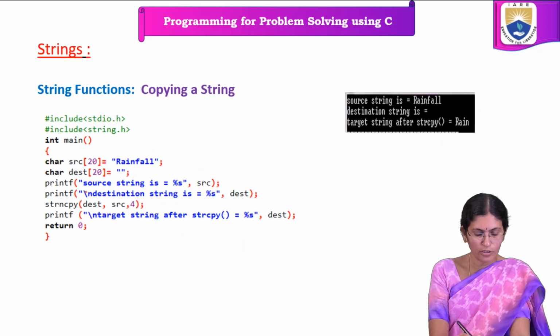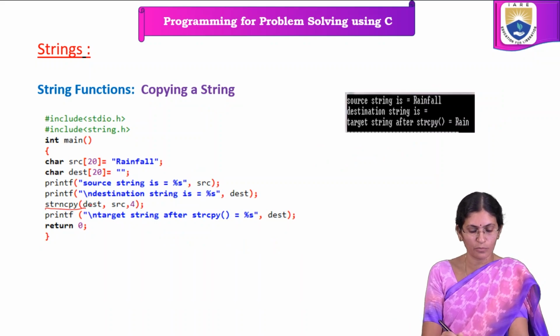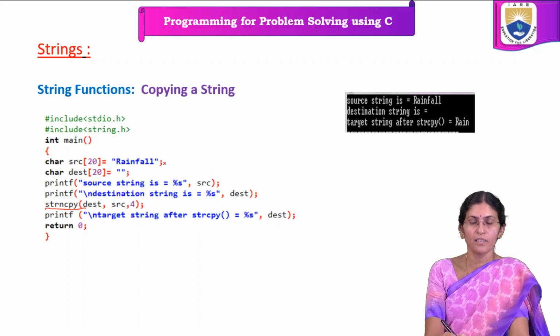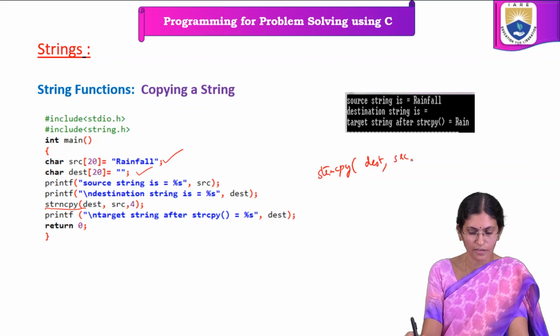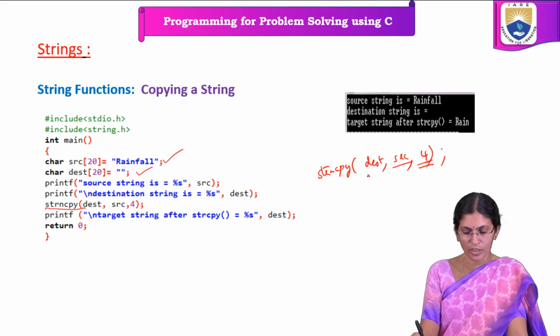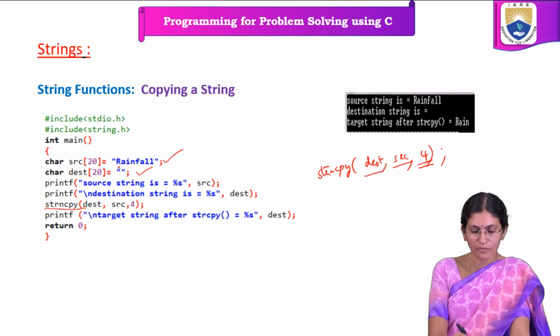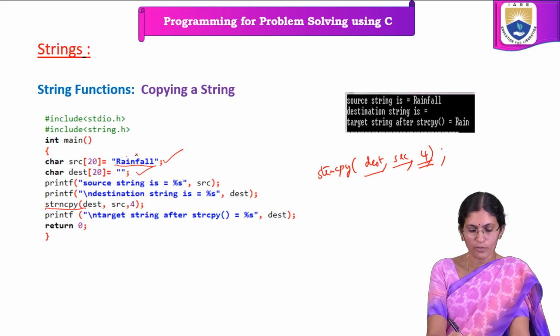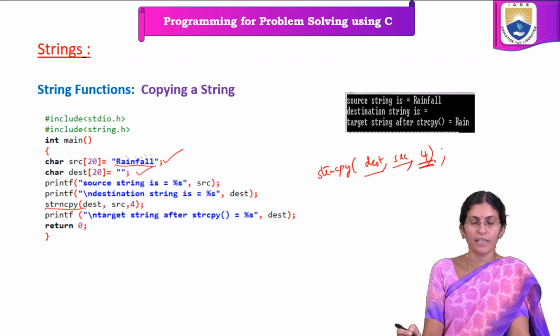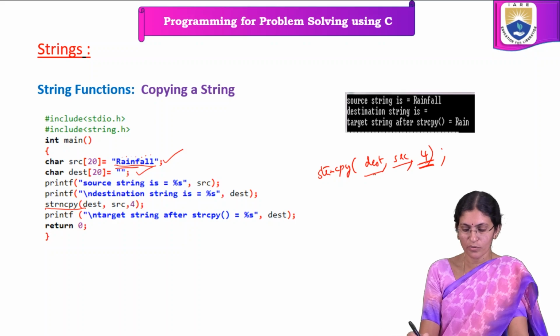Next, in order to make use of strncpy, this is a program. Same program we have taken. Source string we have initialized with the string rainfall. Destination string is empty. And if you write strncpy dest, src, 4, it specifies the number of characters to be copied from the source string to the destination string. In the source string there are 8 characters.